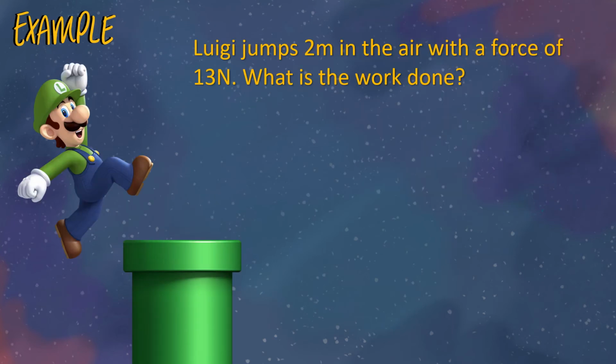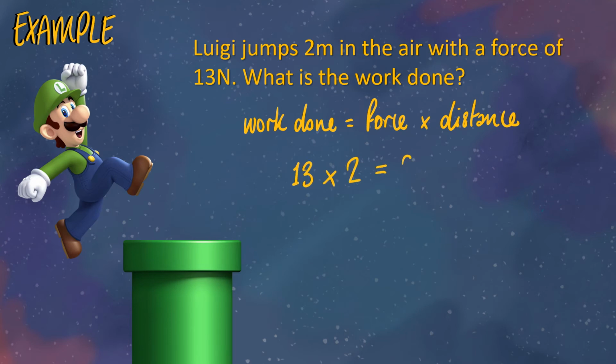Right, an example. Luigi jumps 2 meters in the air with a force of 13 newtons. What is the work done? So write out your formula. Work done equals force times distance. And then we put the numbers into that formula. So we've got force, which is 13 newtons, so we've got 13, and then we've got distance, which is 2 meters. So 13 times 2 equals 26 joules. Okay, so remember, work done is measured in joules. So that is our answer.